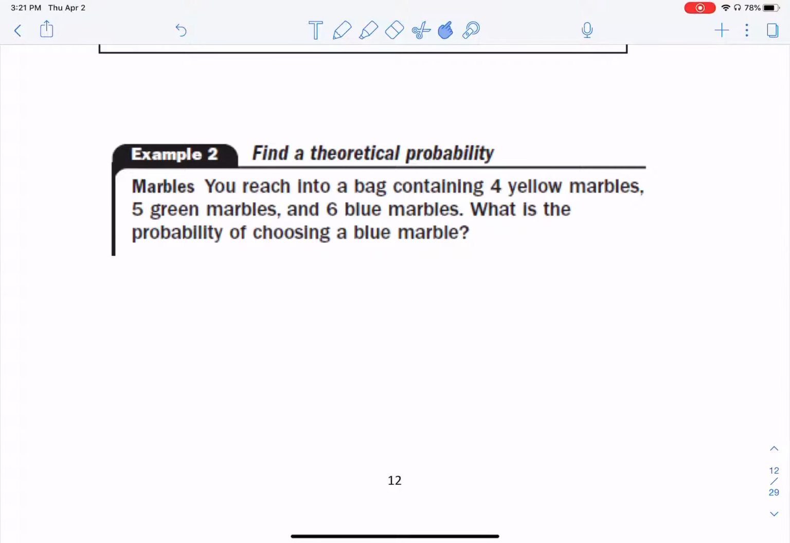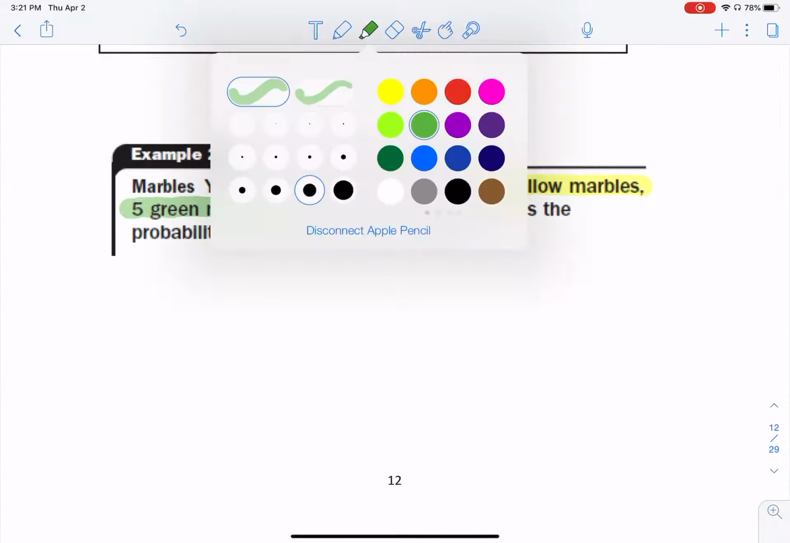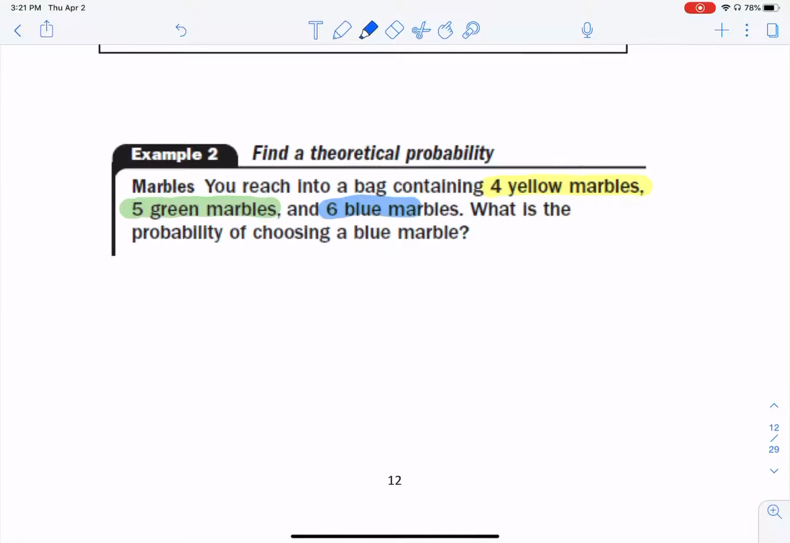So here we're going to look at some marbles. It says you reach into a bag containing 4 yellow marbles, 5 green marbles, and 6 blue marbles. What is the probability of choosing a blue marble? The way we would usually write that is the probability of a blue marble.